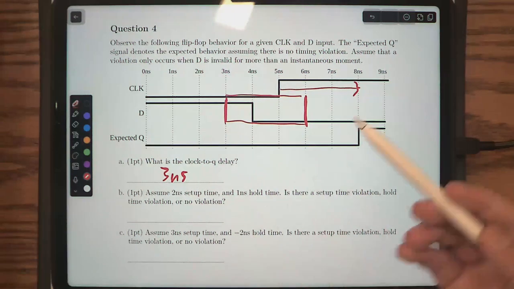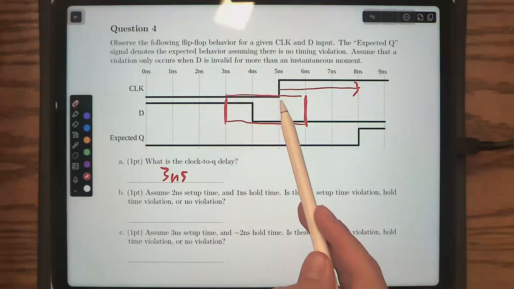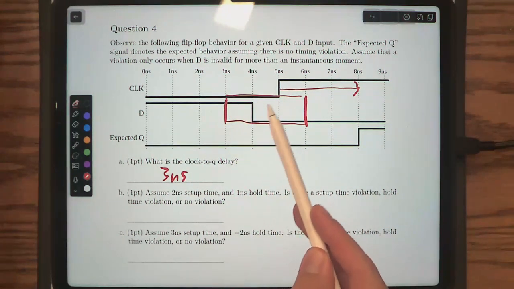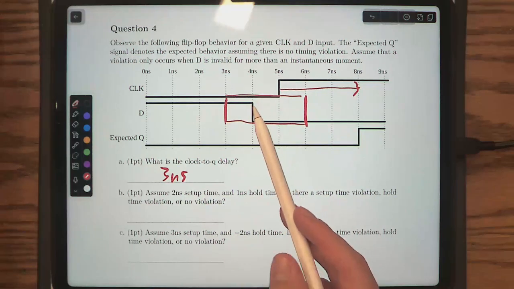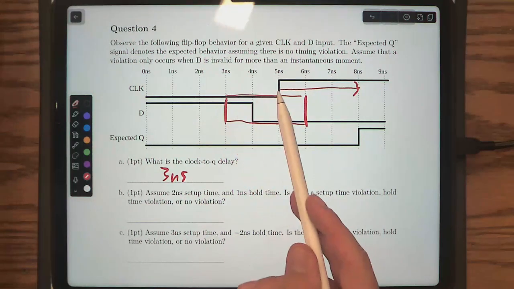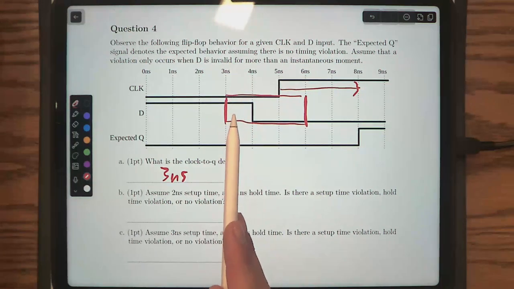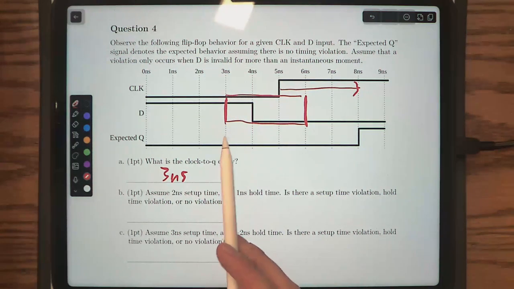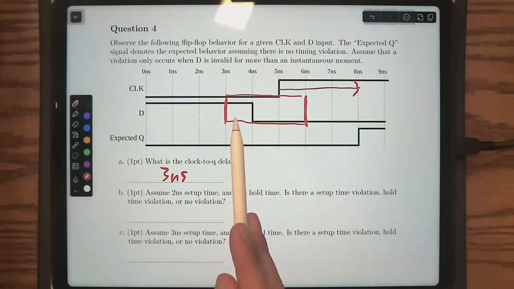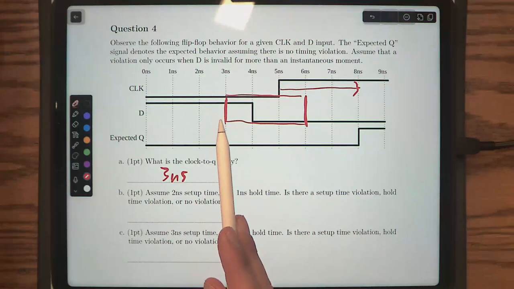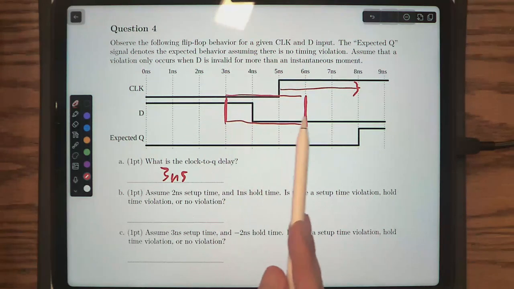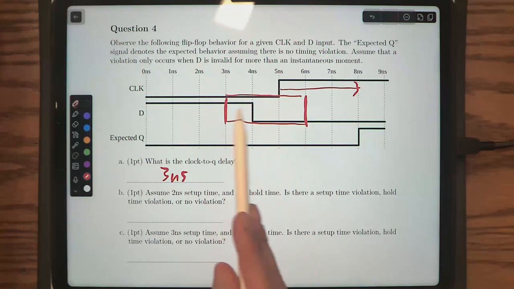Which is maybe a bit confusing, because maybe you looked at this and thought, well, it changes the value before this clock edge, so it would probably be setup time. But no, setup time is just this instantaneous moment right here. It's like, was it set up exactly right before the setup time? In this case, it was, but it just wasn't held for long enough. So this would fail hold time.